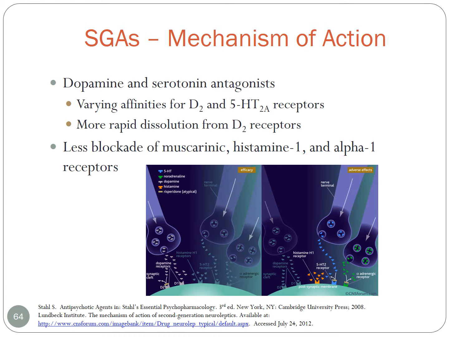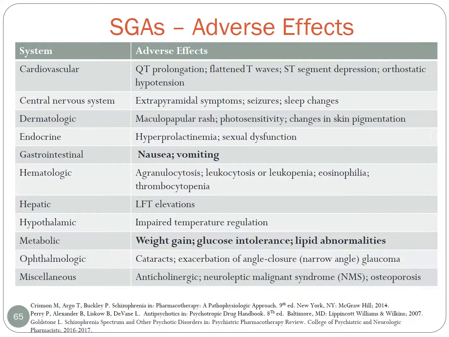They're not as messy as the first generation products either, in that we have less blockade of those muscarinic, histamine, and alpha-1 receptors. The adverse effect slide for the second generation antipsychotics looks very similar to that of the first generation antipsychotics. Depending on the medication, we have essentially the same adverse effect profile, but in general, these medications are less likely to cause these side effects. So we're less likely to see movement disorders, we're less likely to see changes in prolactin. And so in general, they are tolerated better, but there's still potential for those side effects.